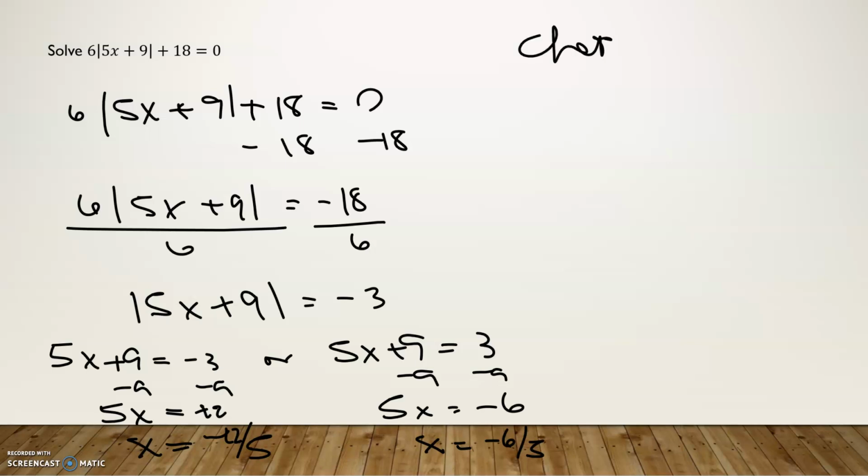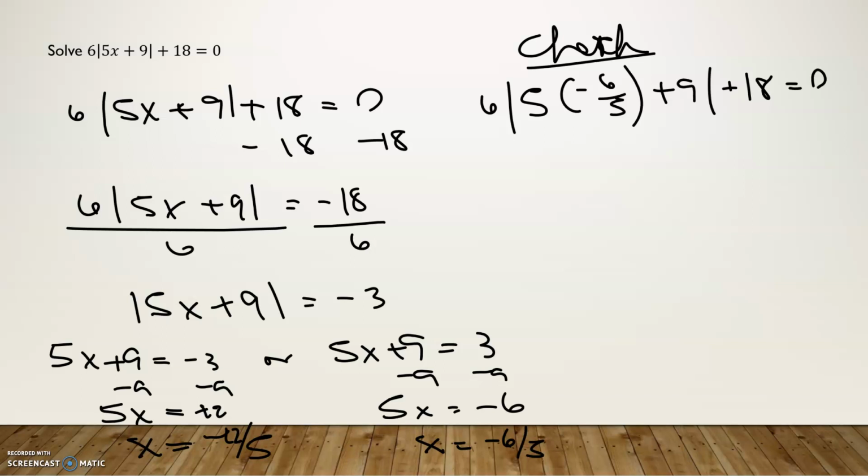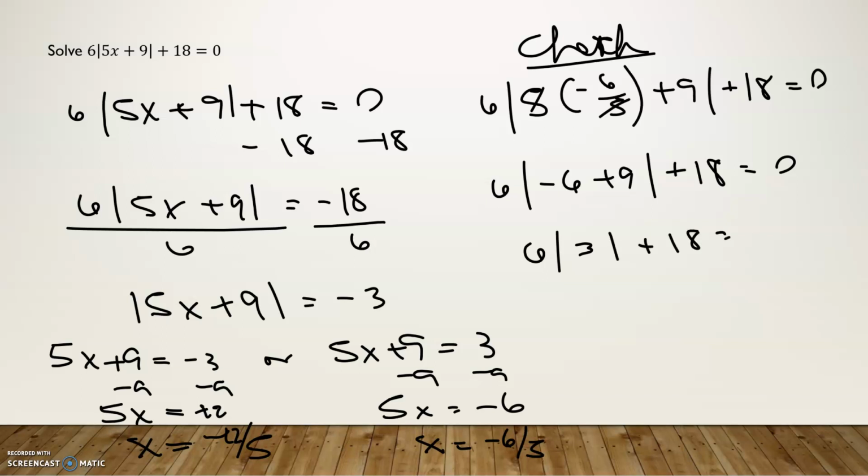Now when we would go to check it, that's when we'd run into the problems. So 5, let's do the negative 6 over 5 plus 9 plus 18 equals 0. The 5's cancel out, and I have 6. Negative 6 plus 9, absolute value of that, plus 18 equal to 0. Well, this is going to be 6. This is going to be 3. Now I've got an 18 plus an 18 equal to 0, which I know is not going to be equal to 0. So this one doesn't work.